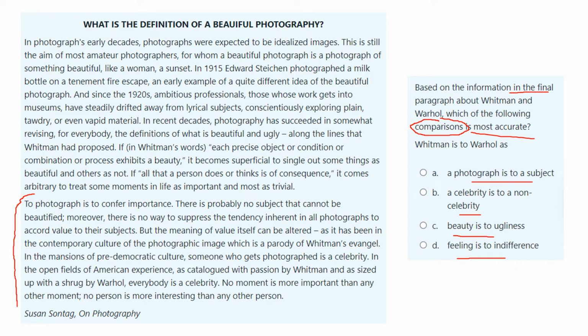To photograph is to confer importance. There is probably no subject that cannot be beautified. Moreover, there is no way to suppress the tendency inherent in all photographs to accord value to their subject. So if you take a photograph, then what you are taking a photograph of is important. If it was not important, you would not waste your time.